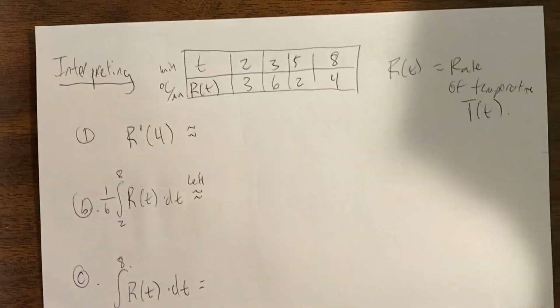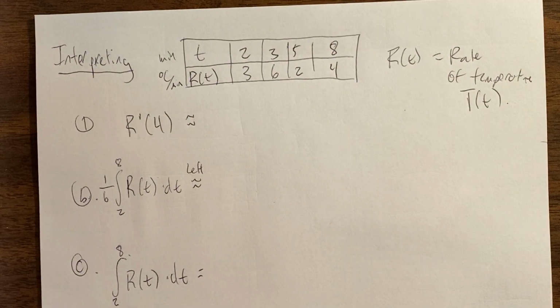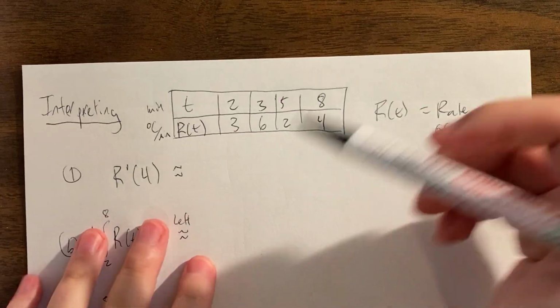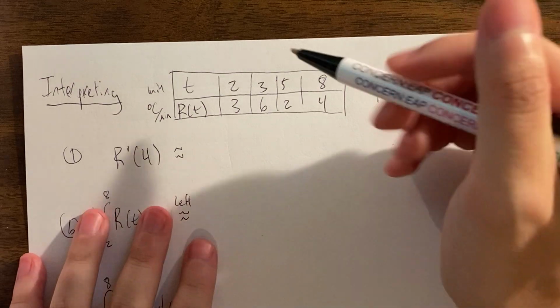So we're almost done, even though this video is getting quite long. So let's talk about interpreting. Interpreting is, again, one of the steps that people have the most trouble with because it's sort of the theoretical side, where you're not just doing math and plugging in numbers, but you have to interpret. So in this case, r prime of 4, we already did this before. What we're going to do is we are just going to approximate the algebra slope.